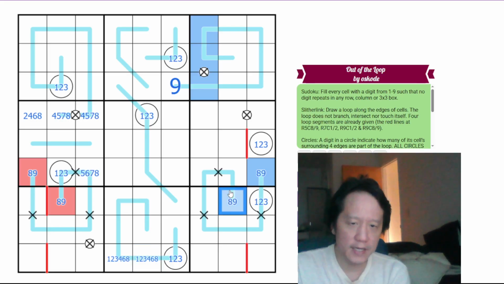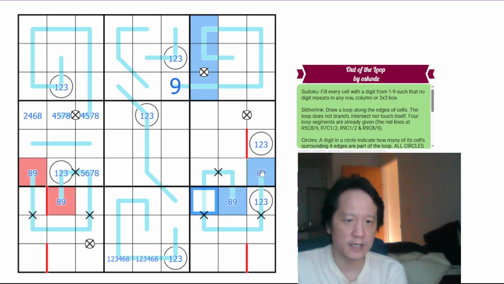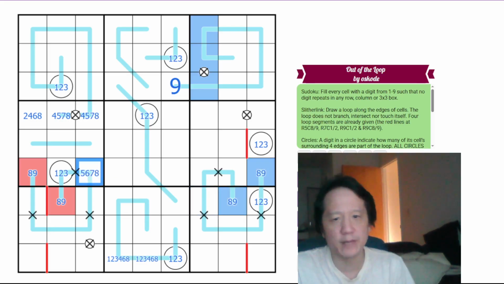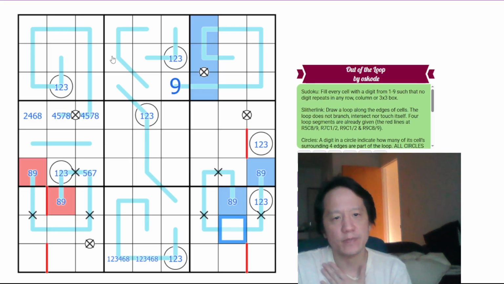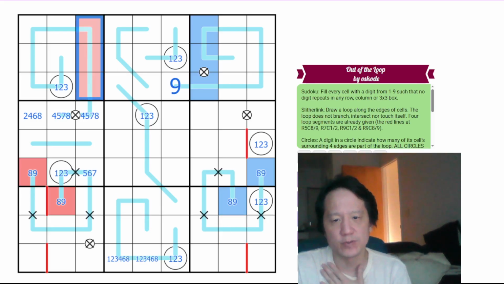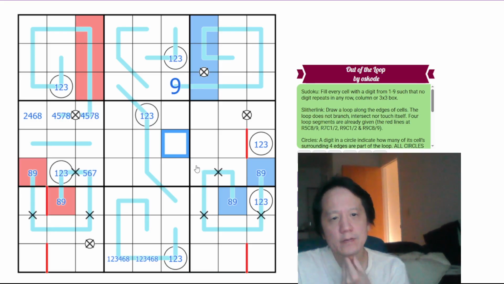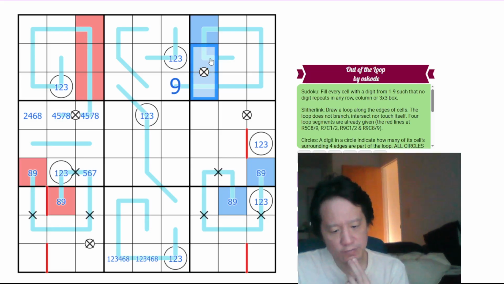If it's 9 here, that means these add up to 18. Okay, so this can't be 8 because of the 8-9 pair in the row. Red also has to be one of these 3. These are consecutive. That's interesting.